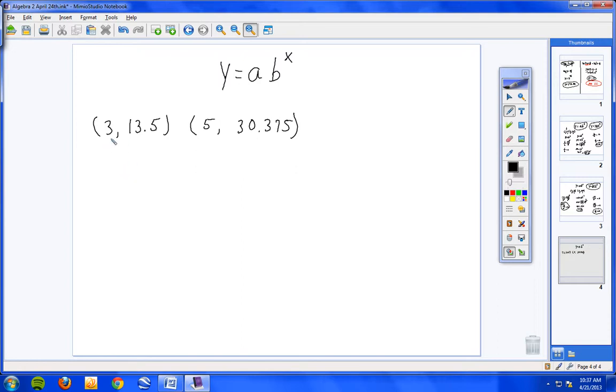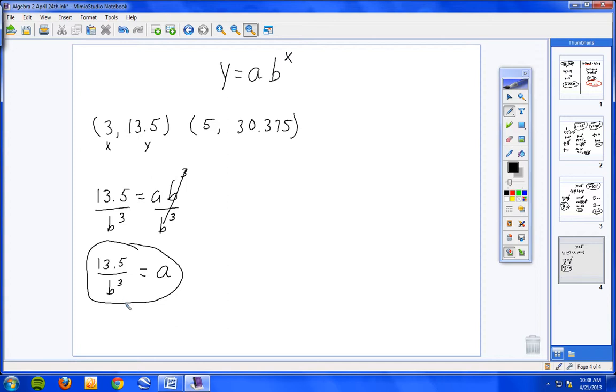Step 1 says take an ordered pair and substitute it in and solve for a. So here's my ordered pair. Where the y is, I simply put 13.5 equals, and then where the x is, I'm going to put a 3. Now we're going to solve for a. Well, if I'm going to solve this for a, which is what step 1 says to do, I'm going to divide both sides by b cubed. These cancel, leaving me with just a, and over here I'm left with 13.5 over b cubed.